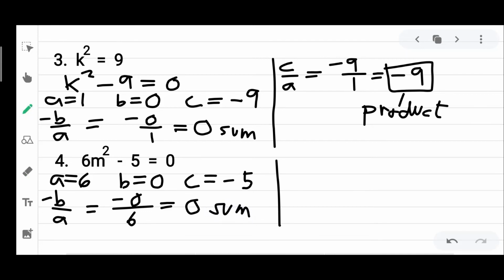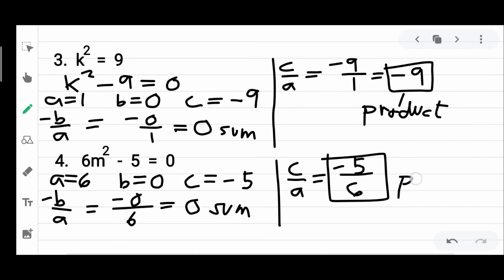So paano naman sa product? Use the formula, which is c over a. Ang c natin dito is negative 5. Ang a naman natin dito ay 6. Negative 5 over 6. Hindi natin pwedeng i-divide, di ba? And this is our final answer for the product of the roots of this equation.